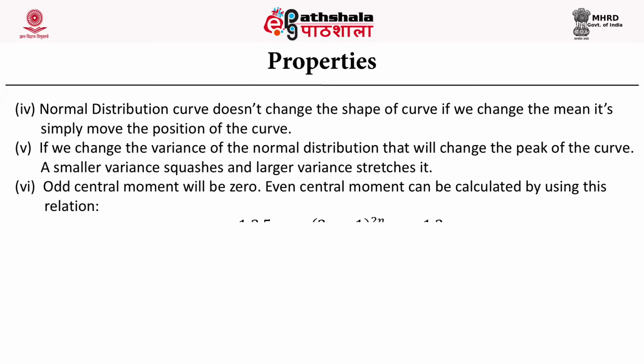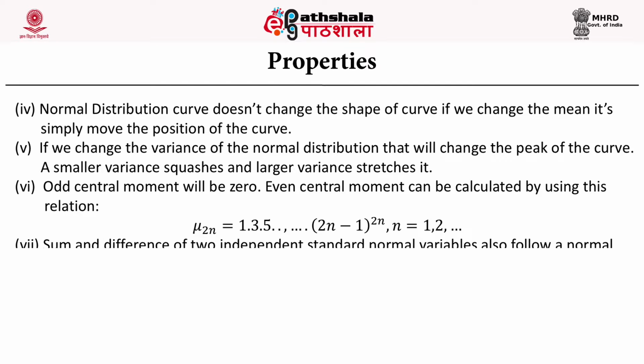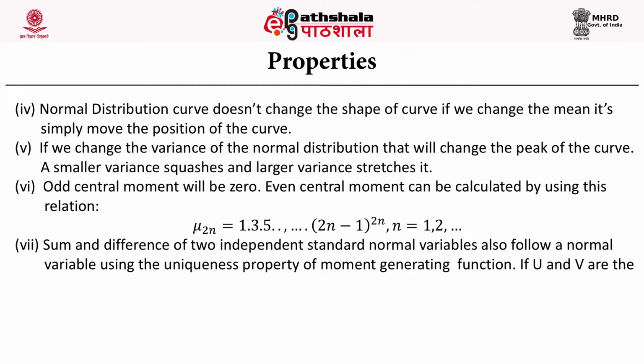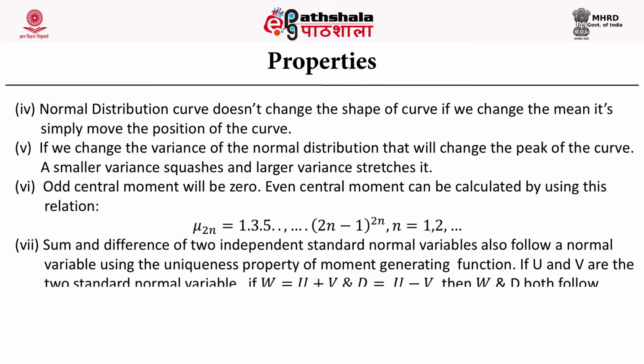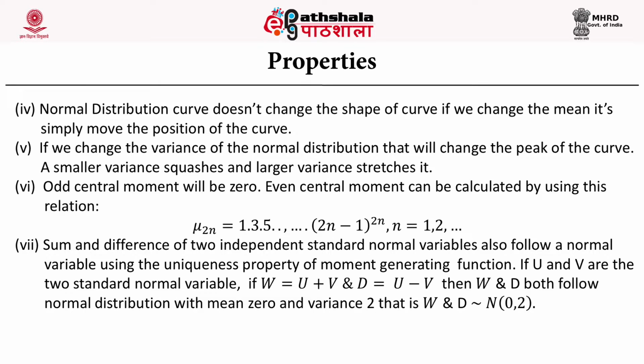Even central moments can be calculated using the relationship mu 2n equals 1 into 3 into 5 and so on up to 2n minus 1, times sigma power 2n, where n takes values 1, 2 and so on. The sum and difference of two independent standard normal variables also follow a normal distribution, using the uniqueness property of the homogeneity function. If u and v are two standard normal variables, and w is equal to u plus v and d is equal to u minus v, then w and d both follow a normal distribution with mean 0 and variance 2, that is, w and d follow a normal distribution with parameters 0 and 2.